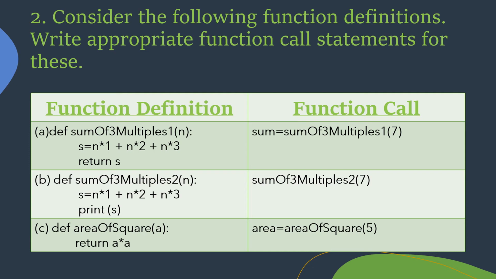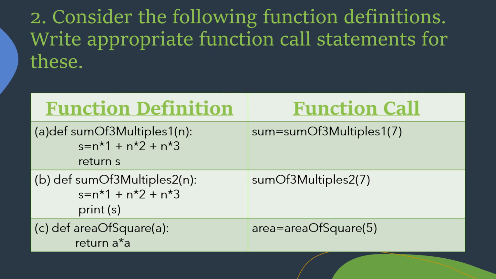So here you can see this function is returning one value. So the returned value should be stored in some particular variable. So we cannot just call the function like this, because if the function will be called, then it will return the value and the value has to be stored in a variable. So we have assigned the function call to a variable called sum. Sum is equal to sum of three multiples 1, and within that we have passed one argument called 7. We can pass any other number as argument.